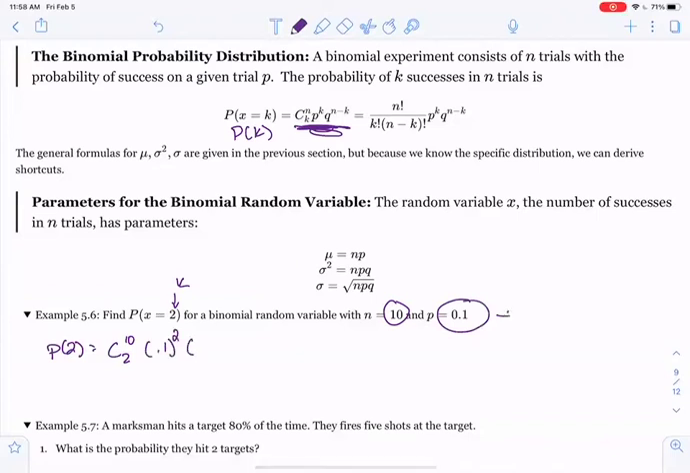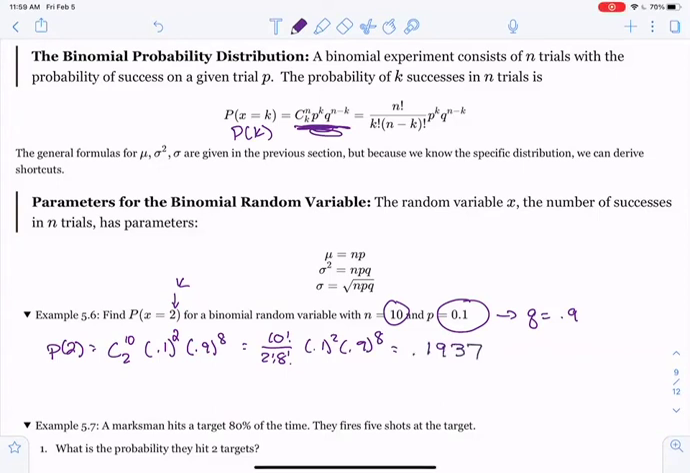Q, right? If p is 0.1, that makes q 0.9. So 0.9 to the 8th. Or 10 factorial over 2 factorial, 8 factorial, times 0.1 squared, 0.9 to the 8th. And I can compute this in our calculator and get 0.1937, rounding this to 4 decimal places. And it is customary when we're dealing with these types of probabilities to round them to 4 decimal places.